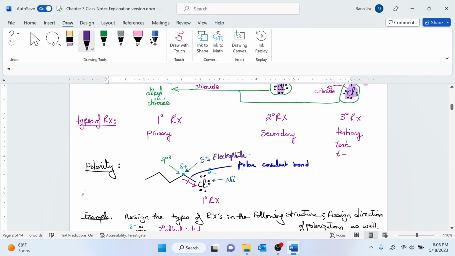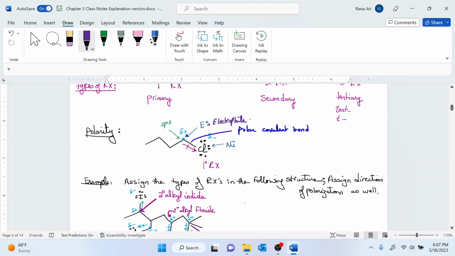And we represent that by a partial positive. So you have a partial positive sign and a partial negative sign. This is the only bond in the whole structure that is a polar covalent bond. All the bonds between the carbons, the C-C bonds, are non-polar covalent bonds, which makes alkyl halides completely water insoluble.